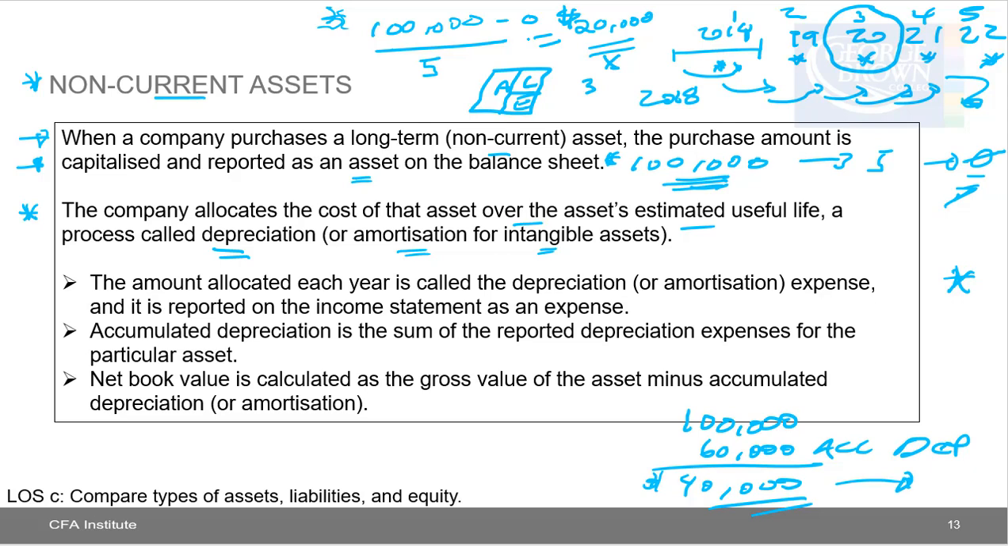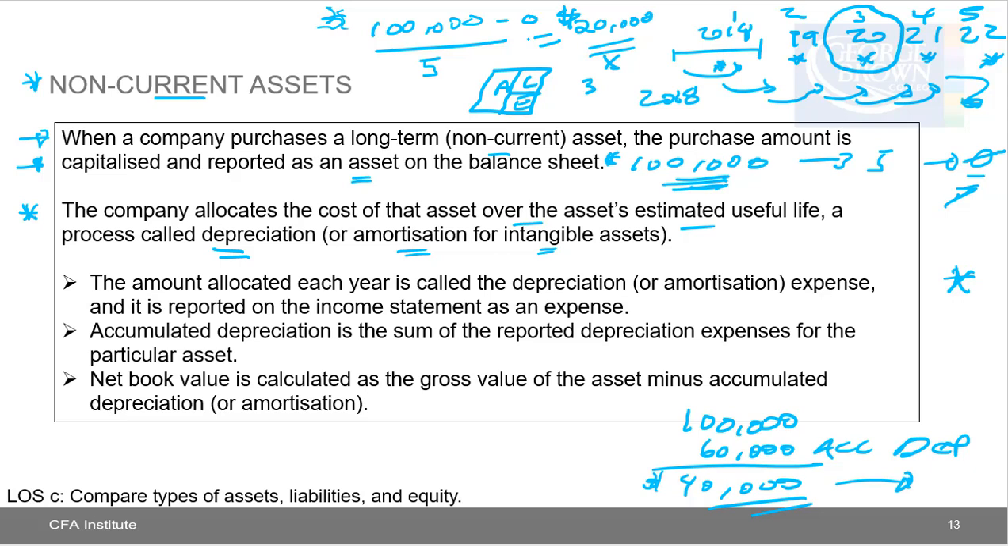So on the balance sheet, I'll have the historical value of $100,000 minus the accumulated depreciation. In my example, I was showing after 3 years, that accumulated depreciation would be $60,000, $20,000 a year for 3 years. Okay, so the amount allocated each year is called the depreciation or amortization expense. It's reported on the income statement. Accumulated depreciation is the sum of the reported depreciation expenses for the particular asset, and the net book value is calculated as the gross value of the asset minus accumulated depreciation or amortization.